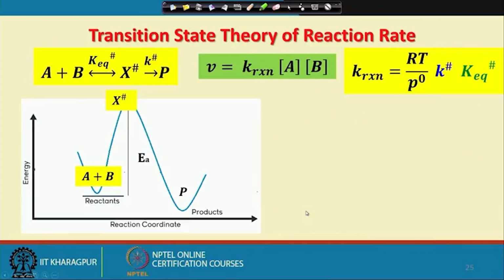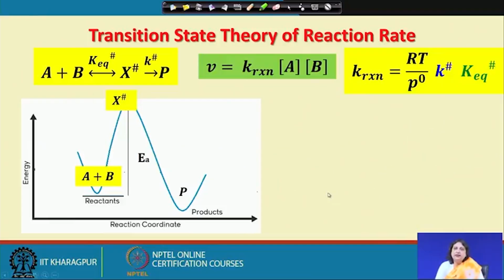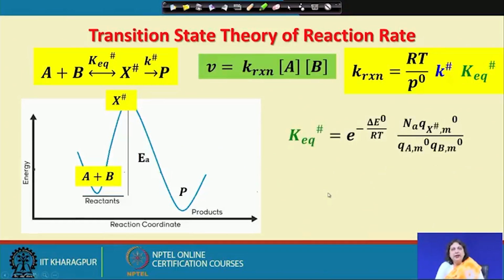So, using these two notations, what we can do is rewrite the K equilibrium like this, and now I understand that I can further simplify this algebraic equation and have an expression of K equilibrium in terms of this E naught, then Avogadro number N A, and the molar partition functions for the three components in the equilibrium mixture: X dagger, A and B.